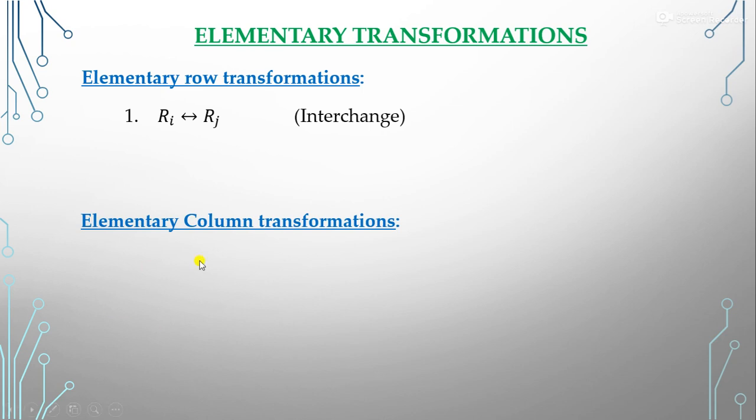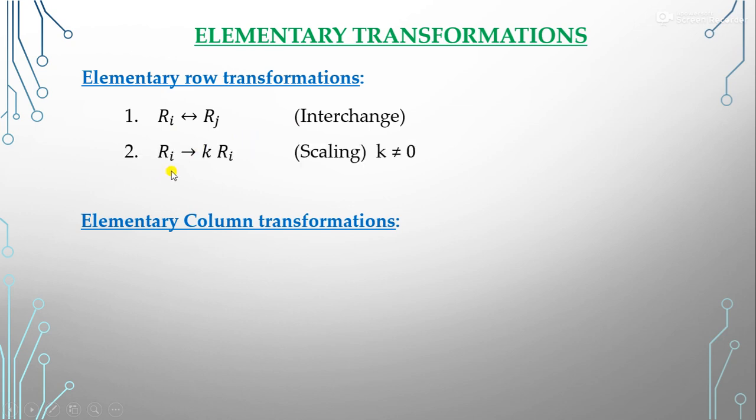The first one is that you can change the rows in your matrices. You can interchange the rows, meaning R1 to R2, R2 to R3. Any row Ri you can interchange with Rj, any other row of the matrix. It doesn't affect your matrix. So in the matrix you can interchange the rows.